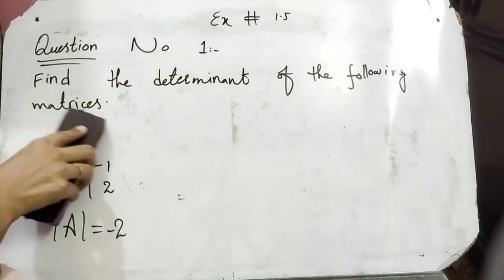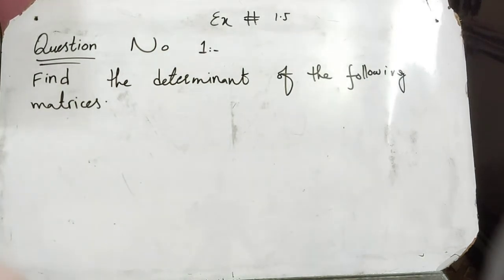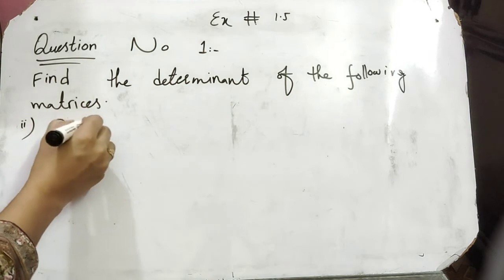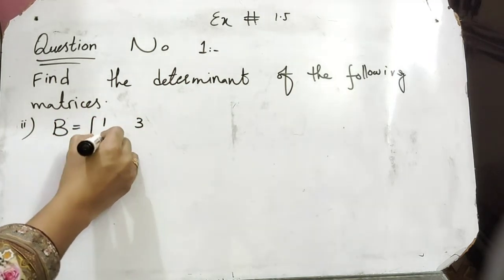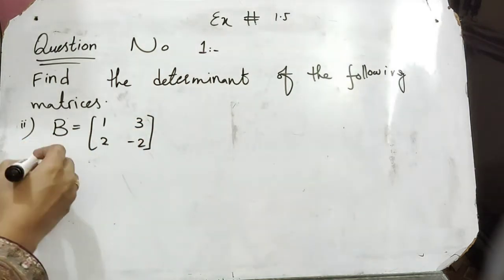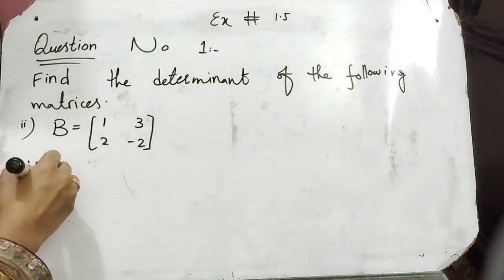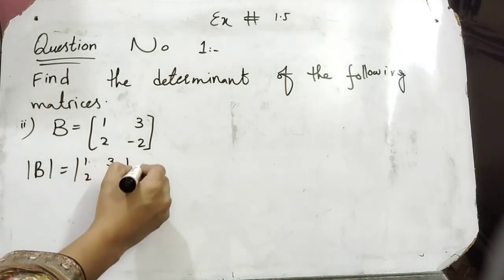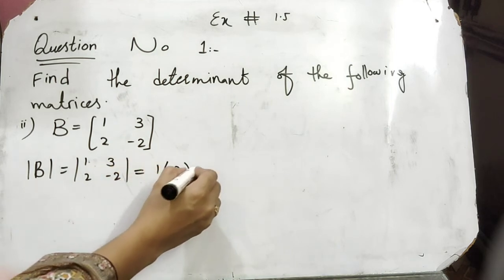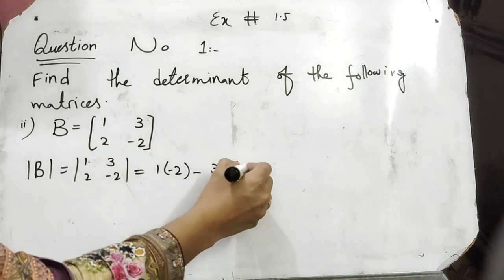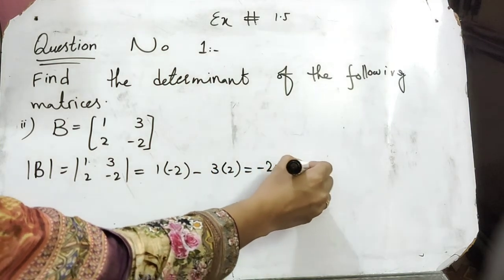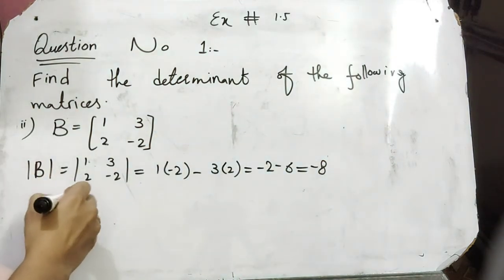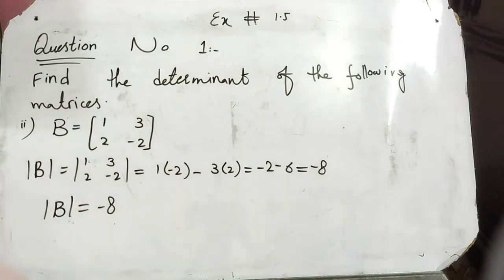Now we will solve the second part. B is equal to 1, 3, 2 and -2. Determinant of B is equal to 1, 3, 2, -2, which is equal to 1 into -2 minus 3 into 2. It will be equal to -2 minus 6, and it is equal to -8. So we can say the determinant of B is equal to -8.